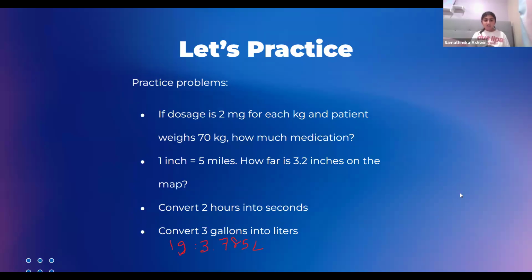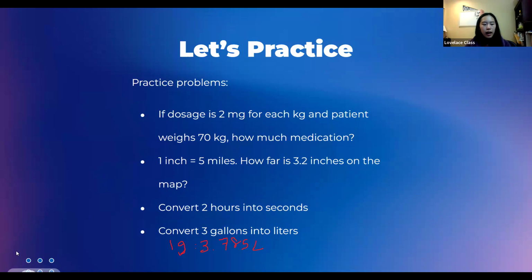Yeah, so 3 gallons into liters is 11.355 liters because since 1 gallon is 3.785 liters, I just multiplied 3 by 3.785 and I got 11.355 liters. Yeah, okay, perfect. I also got that answer. So good job. These are all the right answers, and you did a really good job comparing them.